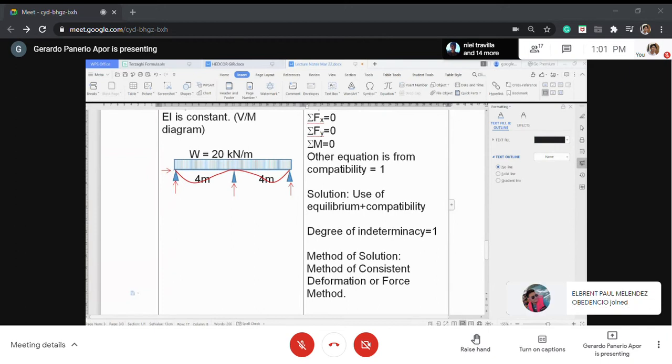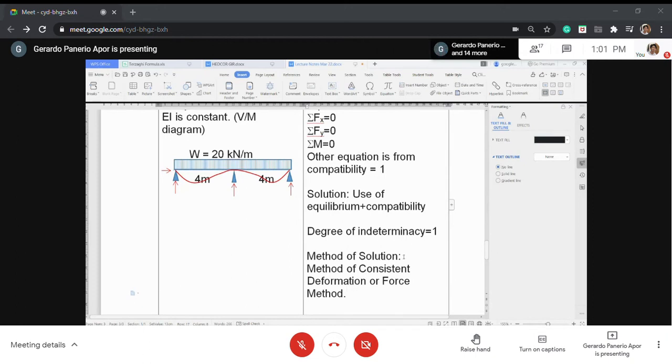This is a classic method, and although kung software onta, kadyot onta kayo, the reason is that you still have to take your board exam. And in the board exams, we know computers and software are not allowed. So we have to analyze indeterminate structures in the classic way.